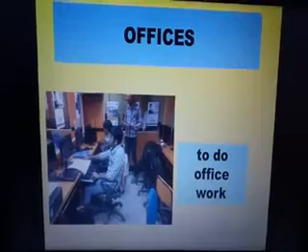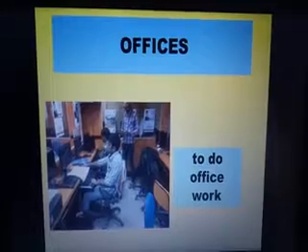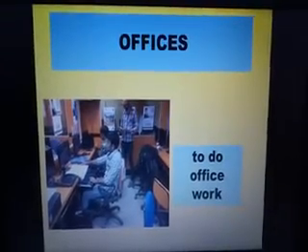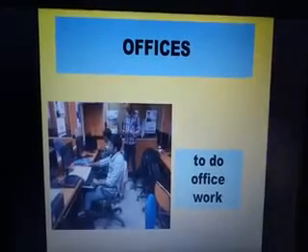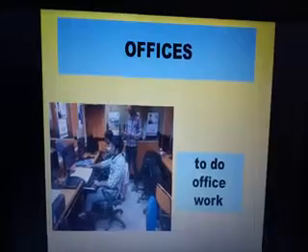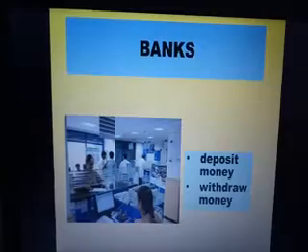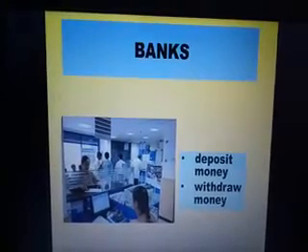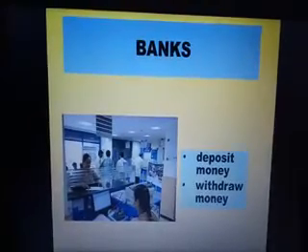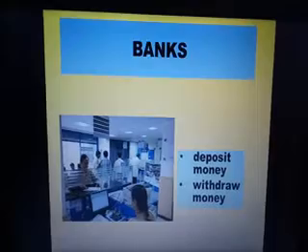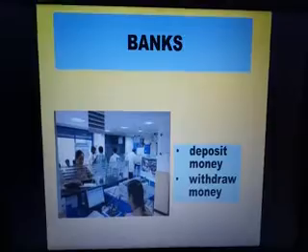Computers are used in offices to do office work. Now you don't know much about office work, so you don't know what exactly the computers do over there. But let me tell you that today in almost every office, big or small, there is at least one computer. Banks are a sort of office only. We use the banks to deposit our money and also to withdraw our money. And the banks are there to do all this work. A lot of calculation also has to be done. All these are done by the computers.